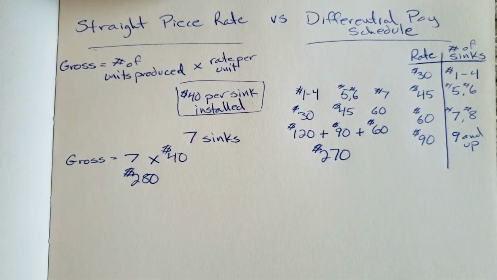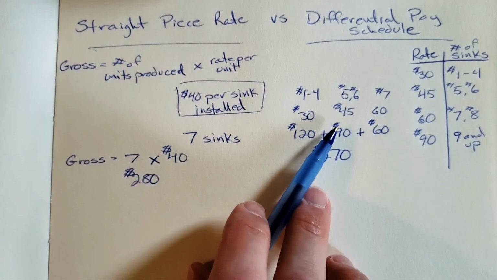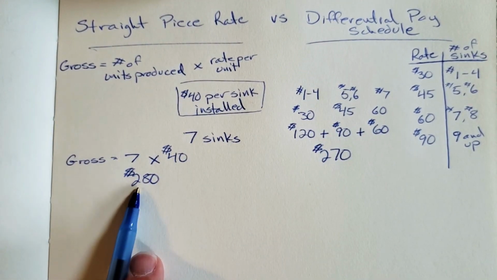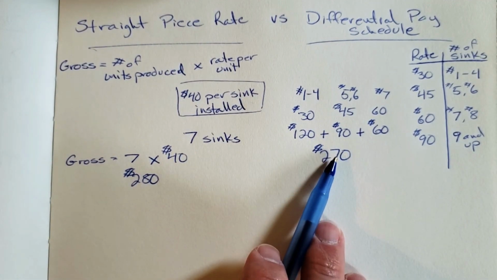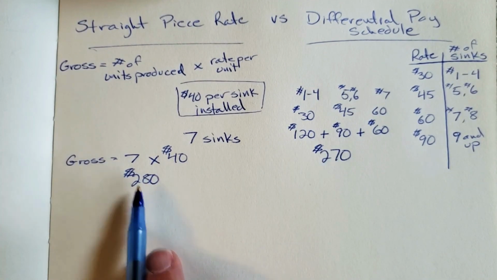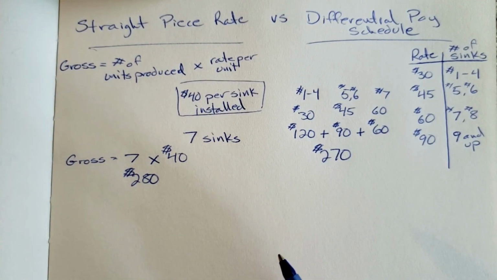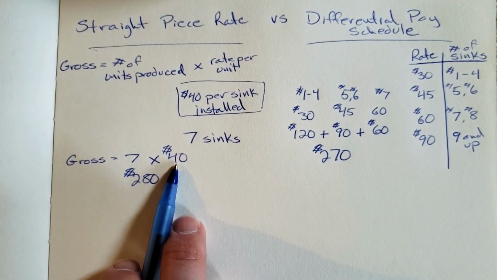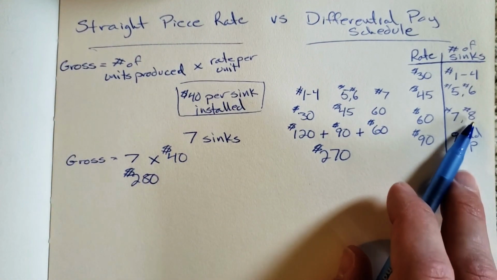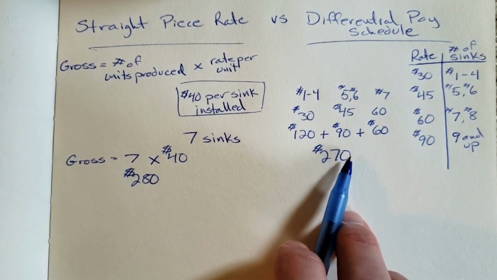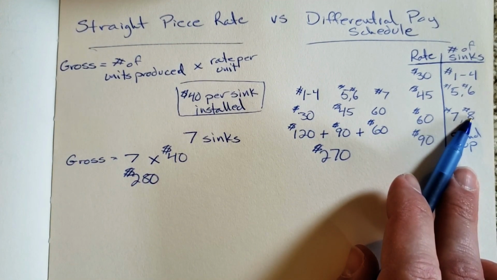Okay, now some comparisons can be made between the straight piece rate and the differential pay scale. When you look at the straight piece rate, it's $280 for 7 sinks. And for the differential pay scale, it's $270 for 7 sinks. So you might be thinking, well, it's better to go with the straight piece rate. But as soon as you do 1 more sink, you should notice that there might be a difference here, or 2 more sinks, there might be a difference, because this person will only get $40 per sink no matter how many they install. The next sink that this person installs is going to be a $60 sink for sink 8.